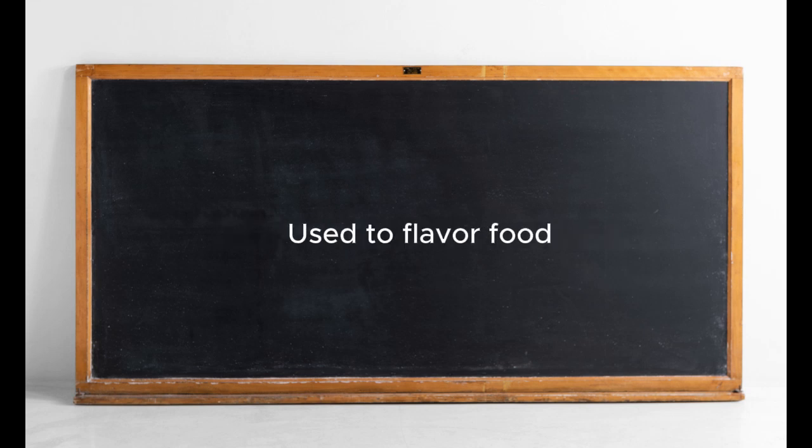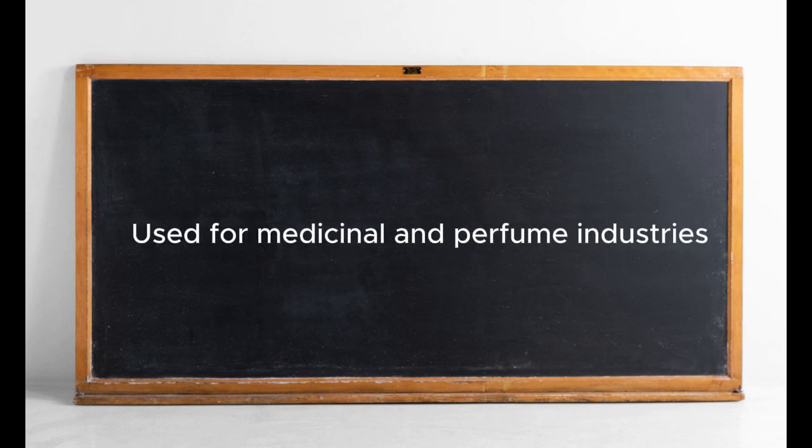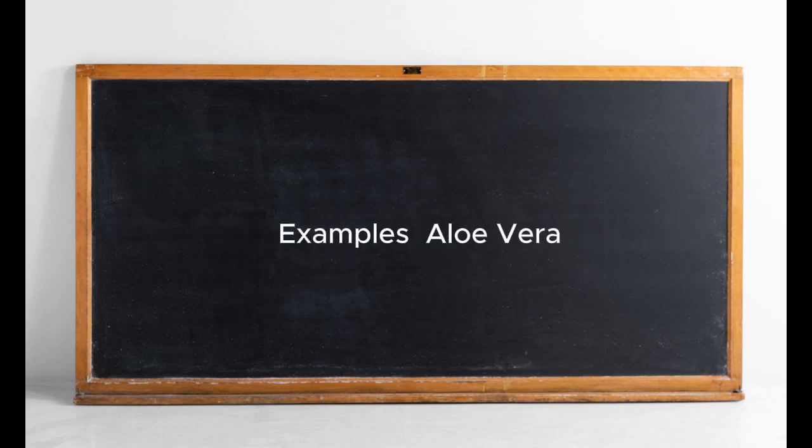H. Spices and condiments used to flavor food. Examples: pepper, clove, cardamom, turmeric. I. Forage and fodder crops grown for feeding livestock. Examples: alfalfa, Napier grass, clover. J. Medicinal and aromatic crops used for medicinal and perfume industries. Examples: aloe vera, neem, tulsi, lavender.